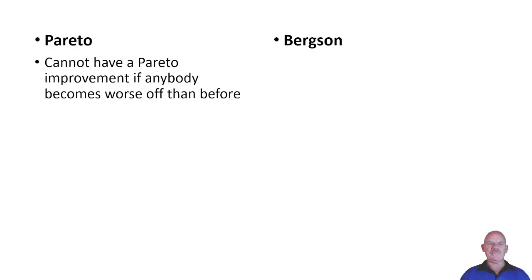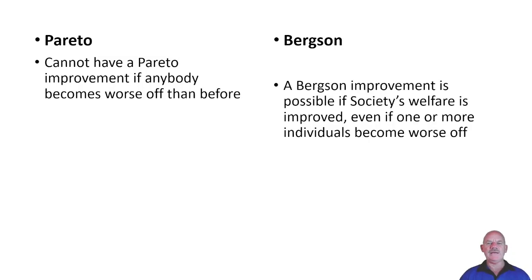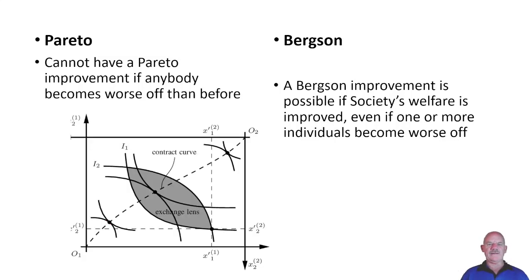So you know by now that according to Pareto, you cannot have a Pareto improvement if anybody becomes worse off than before. So the way we understand Pareto optimality hardly ever makes it possible to redistribute wealth from one person to another, because then you will harm one and benefit another. But even in Pareto sense, you will see that one can have redistribution. Bergson improvement is easier to obtain because as long as you improve society's welfare, then Bergson says it's okay to redistribute. So let's just look at this from the Edgeworth box diagram point of view.